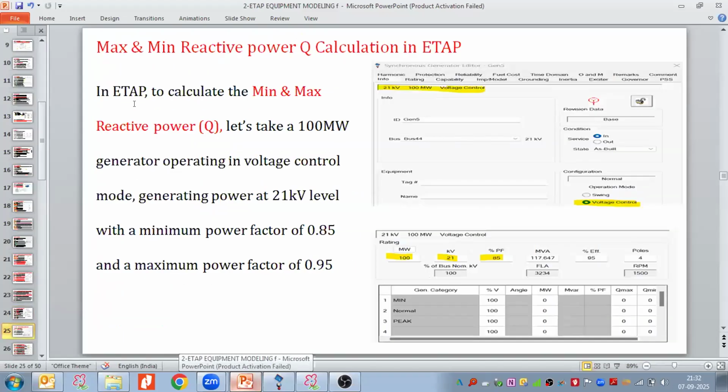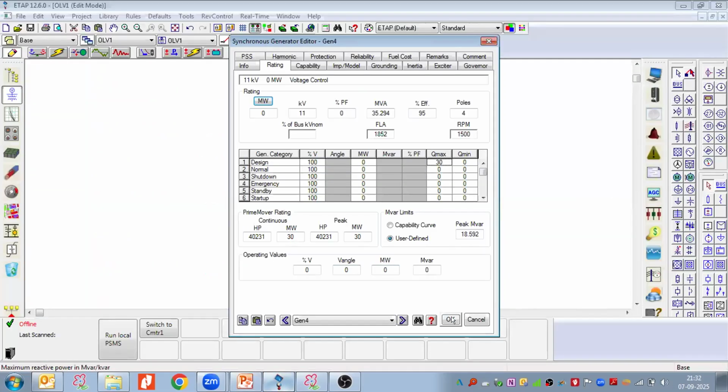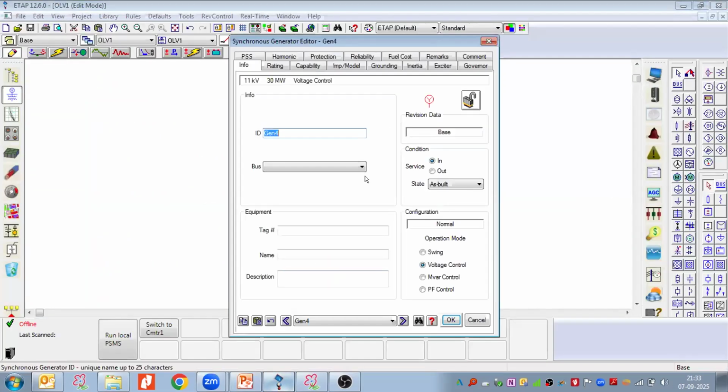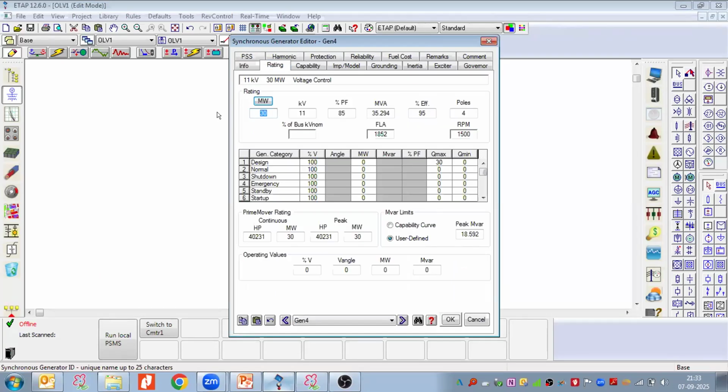So for that, let us see how to model it. In ETAP, to calculate the minimum and maximum reactive power, let us take a 100 megawatt generator. So click over here, then voltage control, operation mode, then go to the rating, and take this as a 100 megawatt generator. Let us consider that this generator output voltage is 21 kilovolts. Let us consider the power factor as 85%. Let us see this. My MVA is automatically calculated. 4 pole we have mentioned, so RPM and full load ampere of the generator are automatically calculated.